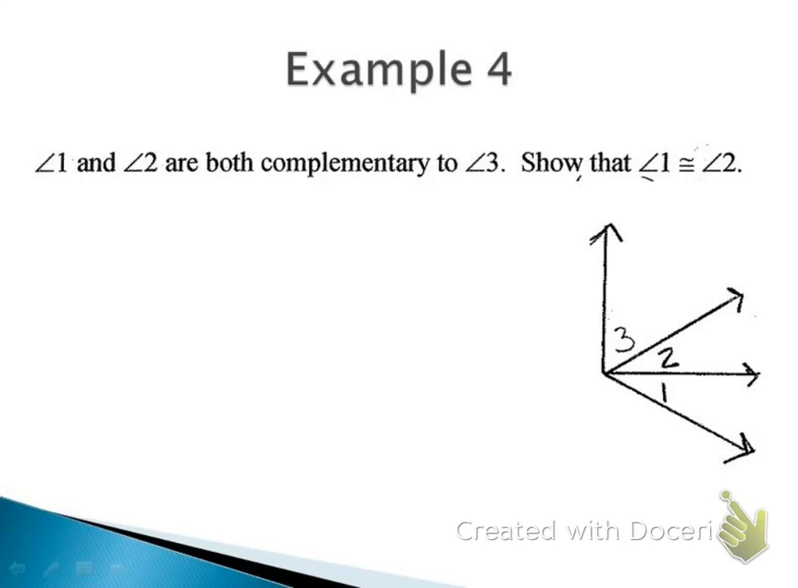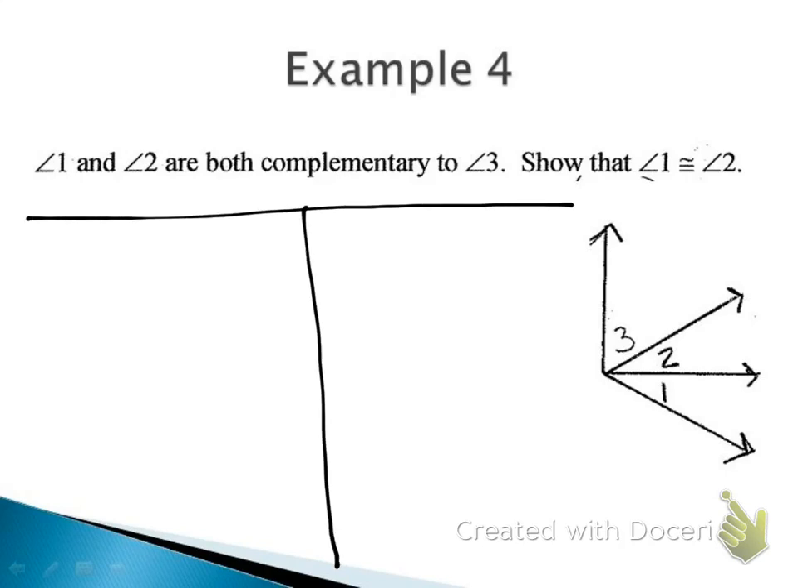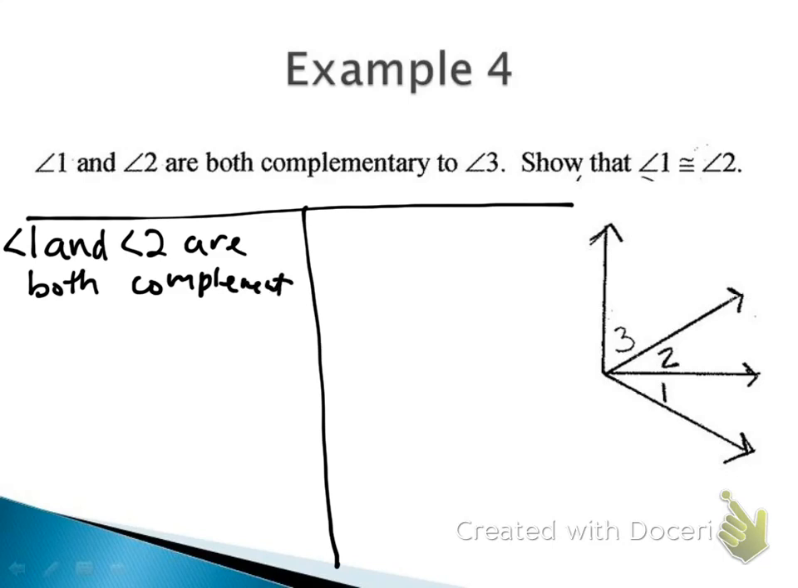So we are given that angle 1 and angle 2 are both complementary to angle 3. We're trying to show that angle 1 is congruent to angle 2. So here is our 2-column proof. So what are we given? Angle 1 and angle 2 are both complementary to angle 3, given.